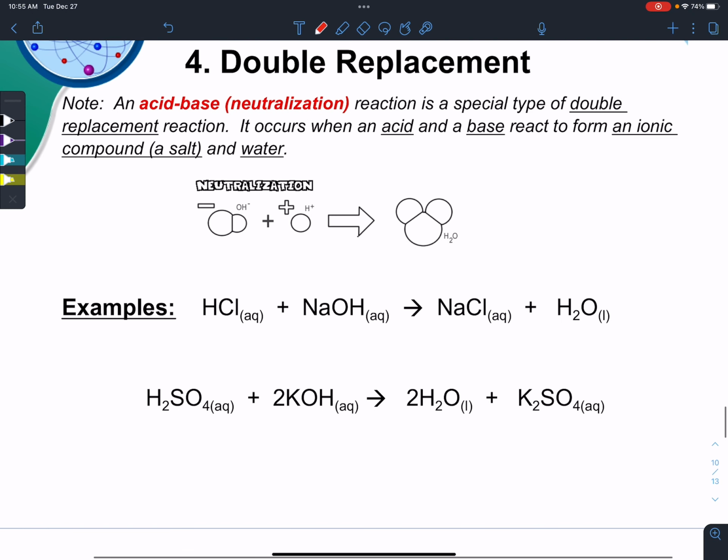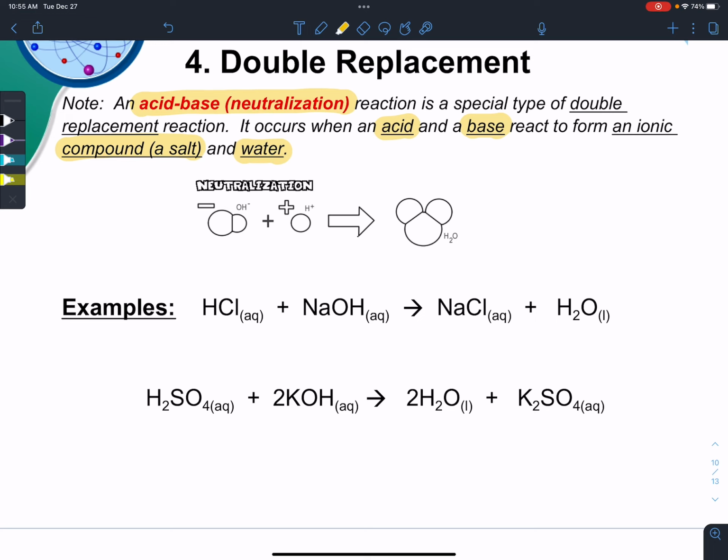There is a very specific type of double replacement reaction. It's called an acid-base reaction, or what we call a neutralization reaction. It's very specific. It's when you've got an acid and a base, and they react to form an ionic compound, which is a salt and water. It's how you neutralize any acid or base.